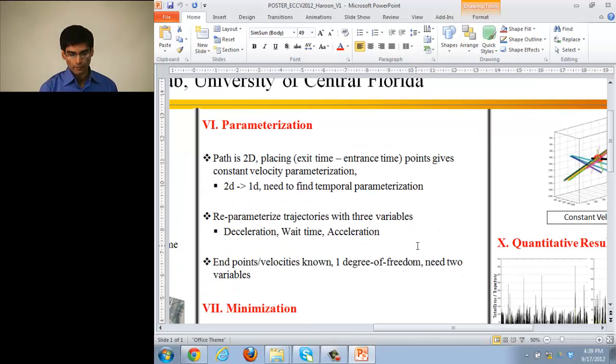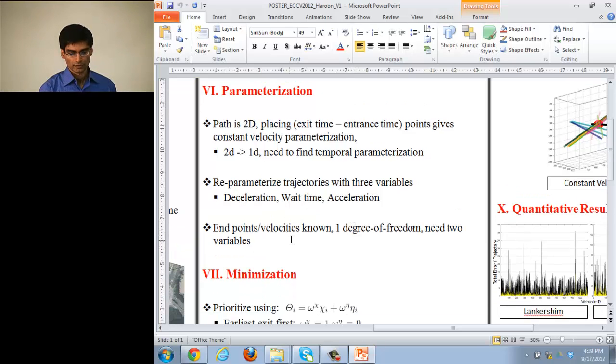So if we place exit time and entrance time points on the path, we get a constant velocity parameterization, and this reduces the 2-dimensional case to 1 dimension. Now we only need to find the times at which the vehicle was at each point along the path. But still, this is an under-constrained problem. There are thousands of vehicles invisible for hundreds of seconds. So we parameterize the trajectories using 3 variables: deceleration, wait time, and acceleration. And since the endpoints and velocities are assumed to be known, we just need 2 variables, deceleration and wait time, and we parameterize all the trajectories using these 2 variables.